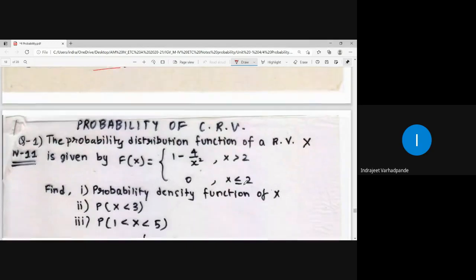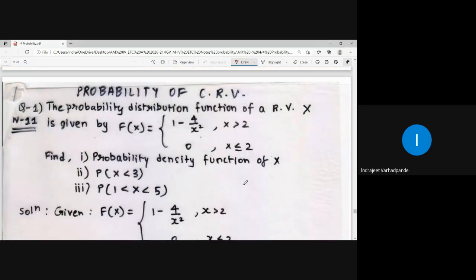Now again an example related to the probability of a continuous random variable. The probability distribution function of a random variable x is given by capital F of x, which is 1 minus 4 upon x square for x greater than 2, and for x less than or equal to 2, it is 0. Calculate the probability density function of x, the probability for x less than 3, and the probability for 1 less than x less than 5. This is the probability distribution function capital F of x.